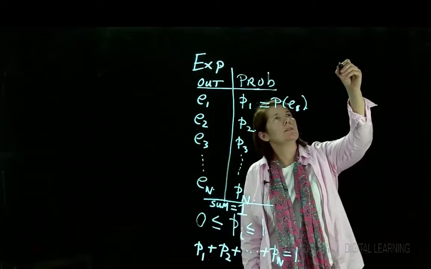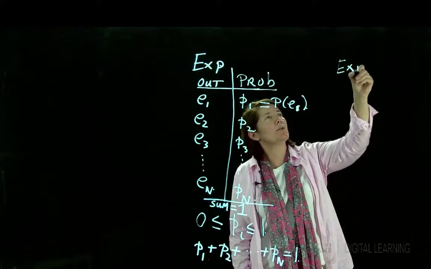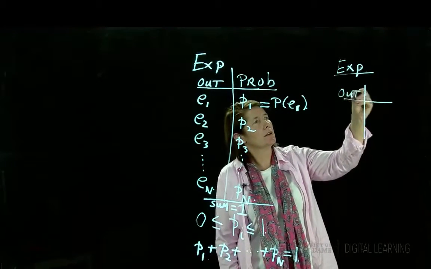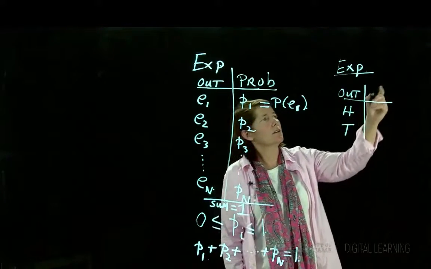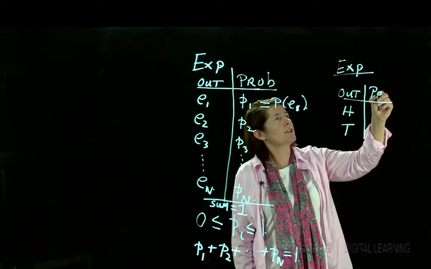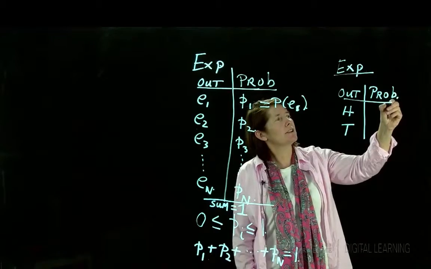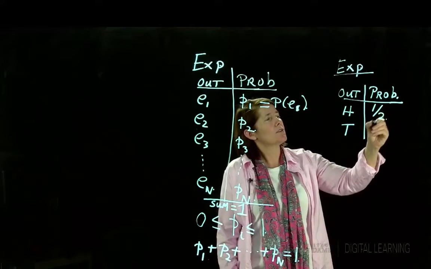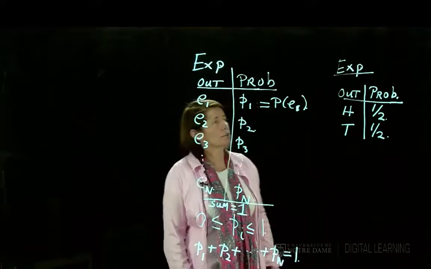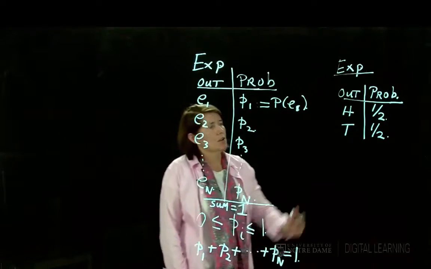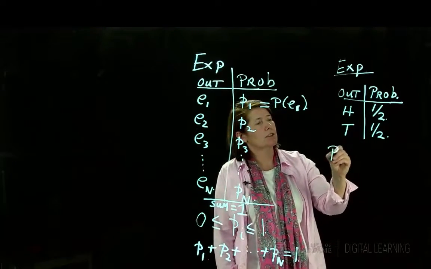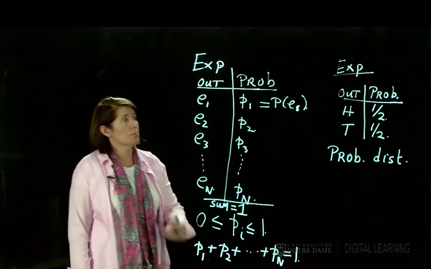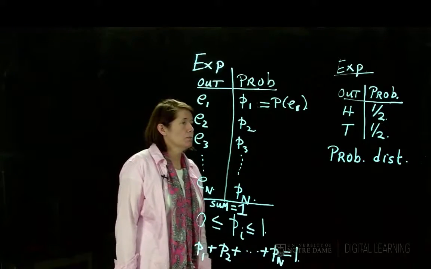Let's take an example. Suppose my experiment is to flip a coin, a fair coin, and the possible outcomes are heads and tails. And we've seen before, both by logic and empirical evidence, if I were to flip that coin 1,000 times, I would assign a probability of 1/2 to each of those outcomes. This table is called a probability distribution, and it gives me a complete list of the possible outcomes for the experiment and their probabilities.